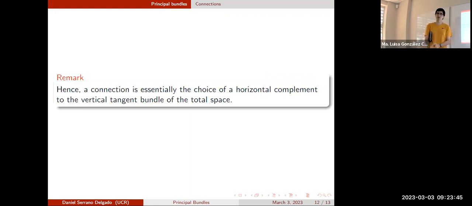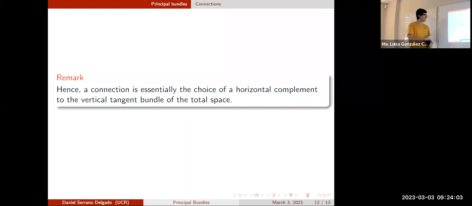This is like an overview. But what this tells us is that a connection is essentially the choice of a horizontal complement to the vertical space. It is this choice of horizontal distributions. A connection is this choice we make.